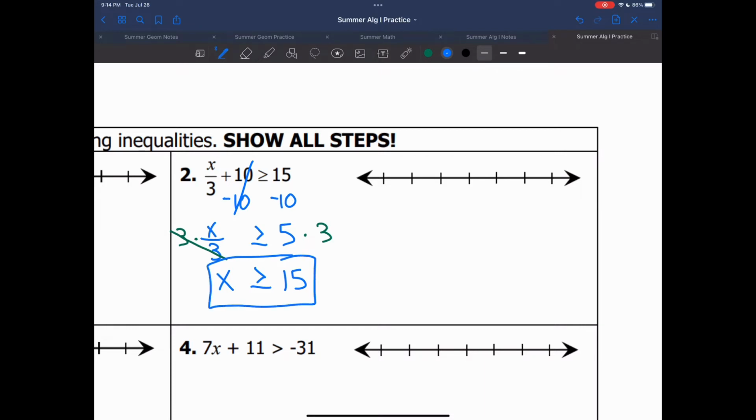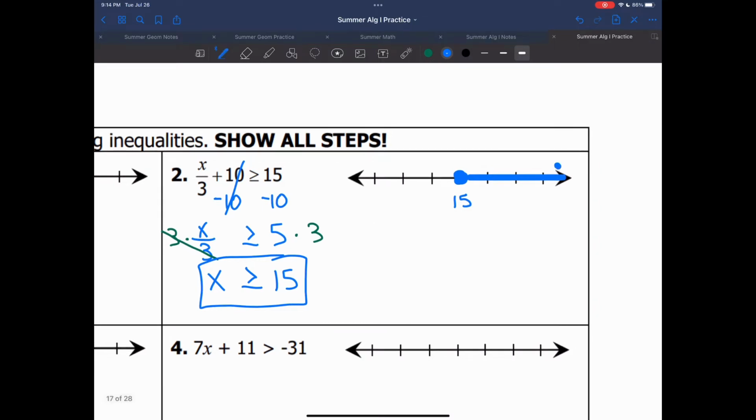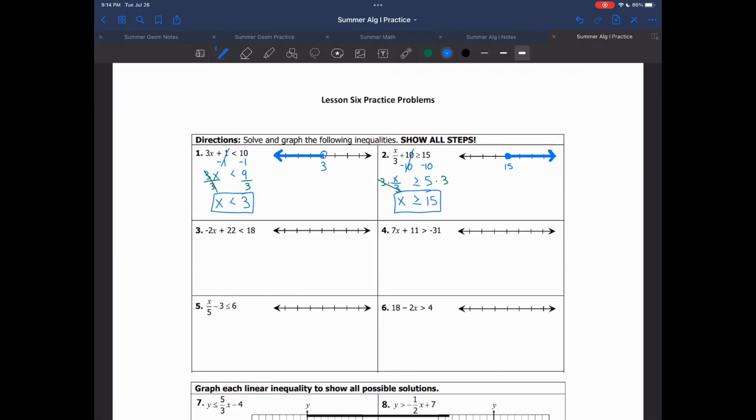Okay, if we go to graph that, I'm going to put my 15 here. Greater than or equal, the or equal part means we do a closed circle. And then greater than means we're going to shade to the right. There we go. That's it for that one. Okay, number 3.